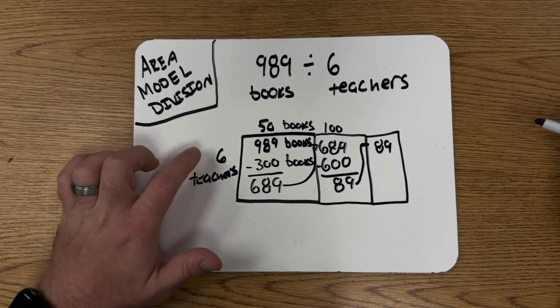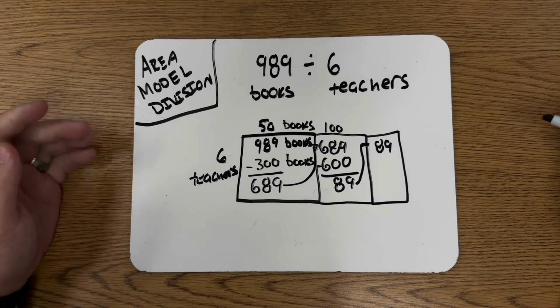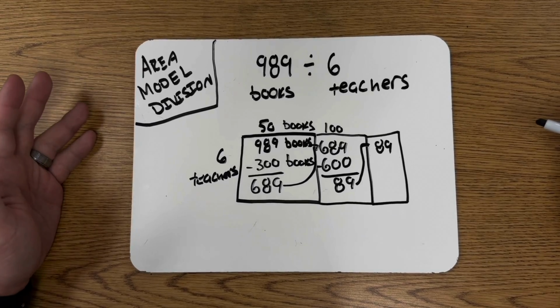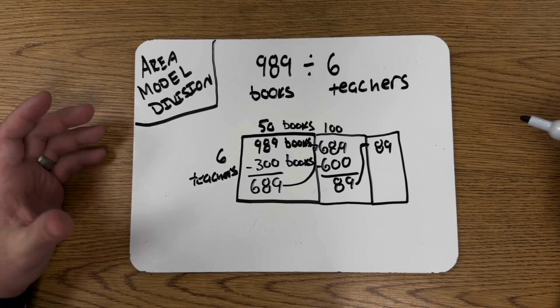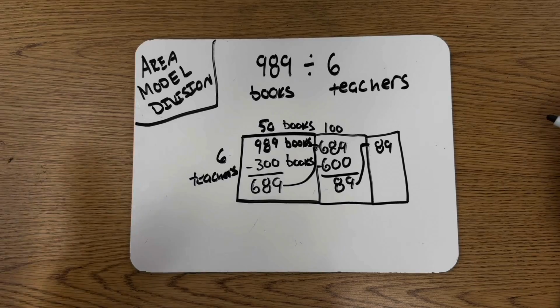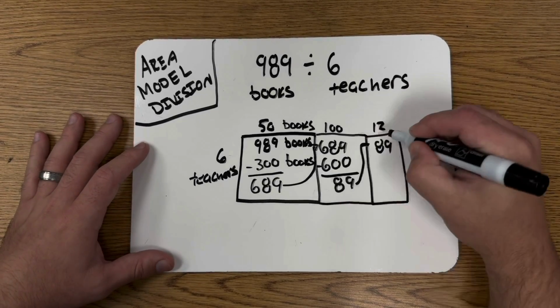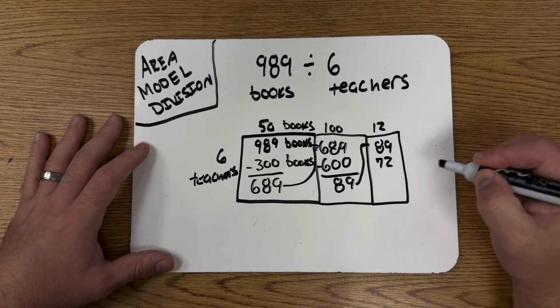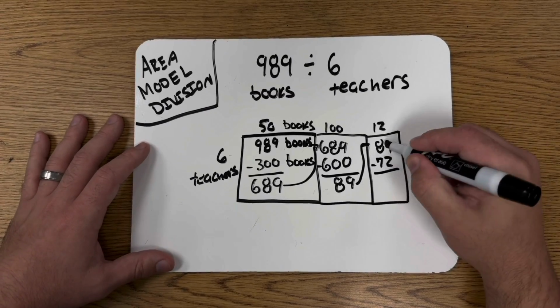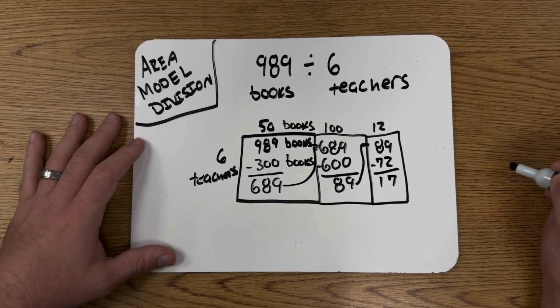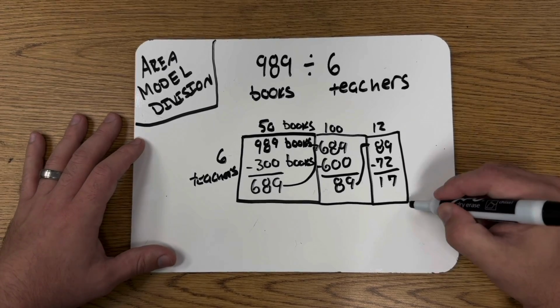This is where knowing my 6 facts will come in handy. I think 6 times 11, that's 66. 6 times 12 is 72. I only know up to my 12, so I'm going to say 12. 6 times 12, that's 72. So we give each teacher 12 more books, and we subtract that, and we end up with 17 books remaining.